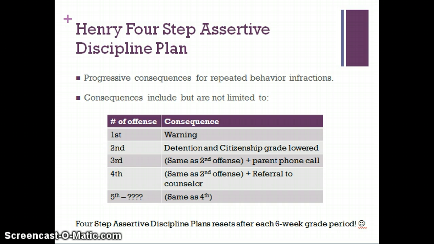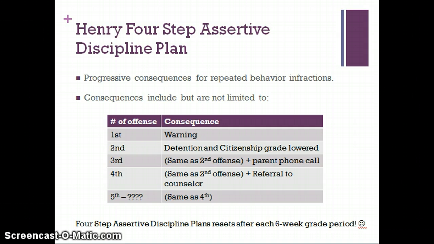The fourth offense, the fourth time you have an infraction in class, you will again get the same consequence, the detention and citizenship grade lowered, and you'll also get a referral to the counseling office. And then fifth through however many other offenses you may have, hopefully none, you'll have the same consequence as the fourth, so it'll be a referral to your counselor.